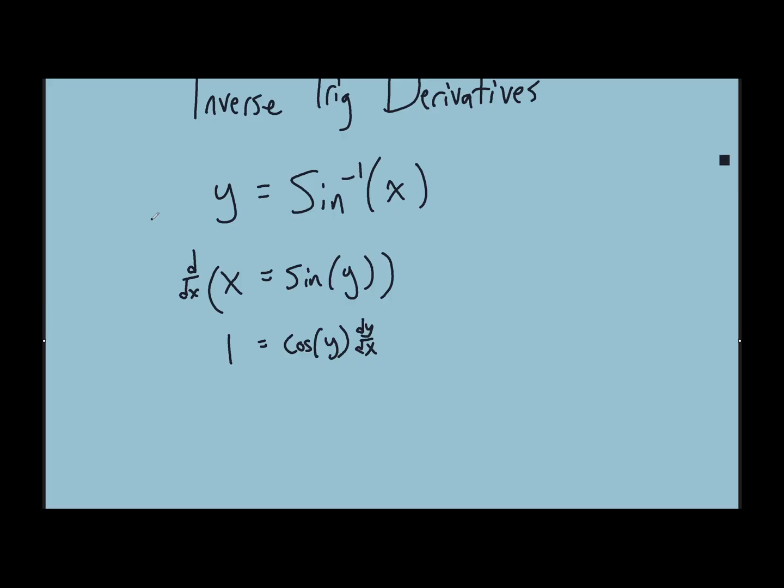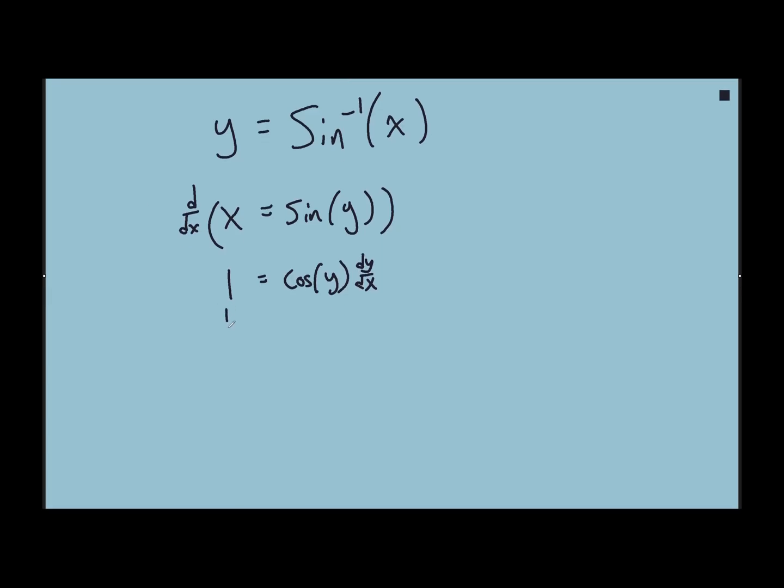Now I created this y so that I don't have to write arcsine. And that means we're going to need to eventually remove it. But for now, we can say dy/dx equals 1 over cosine of y. That may not seem very helpful at the moment, but let's just remember something here. I'll put it on the side.